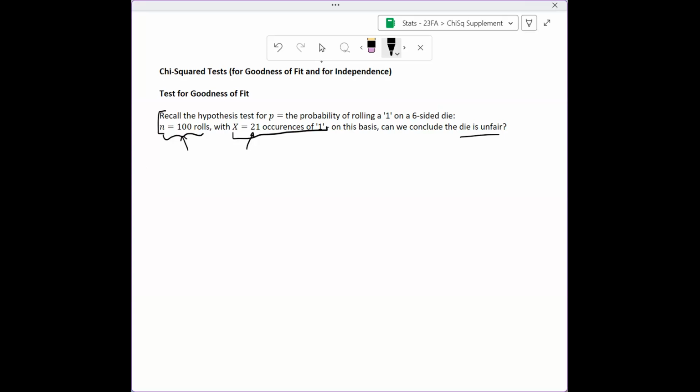So just to quickly go through this problem again, just to remember what the process looked like. This was a two-tailed test. P hat observed is 21 out of 100, or 0.21. We'll call this one P naught, and Q naught is 5/6.